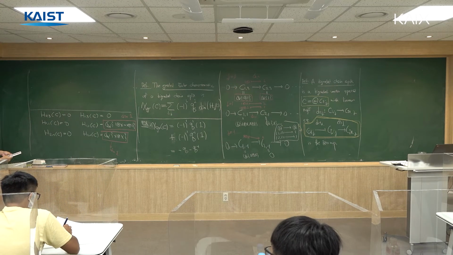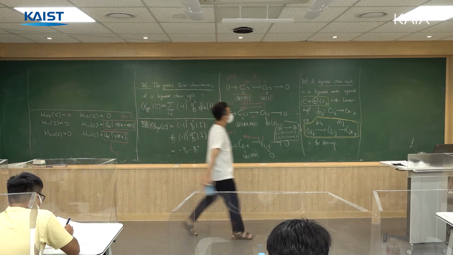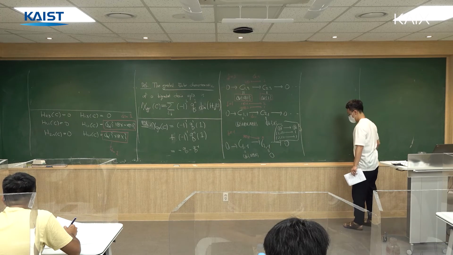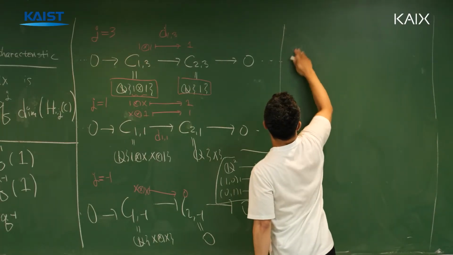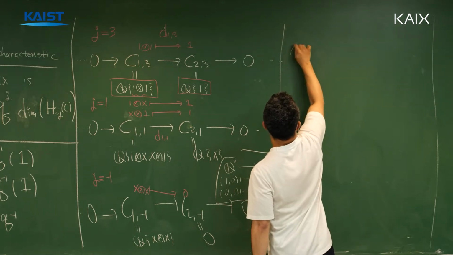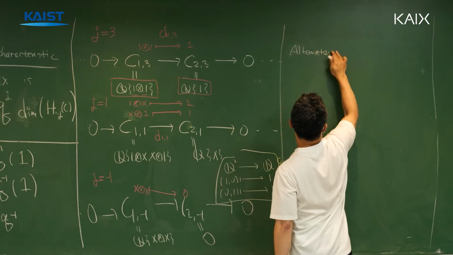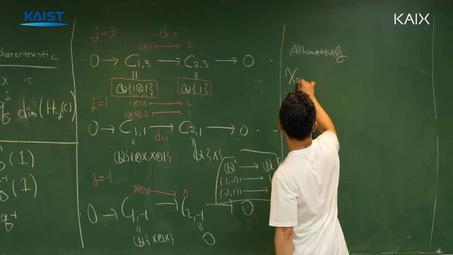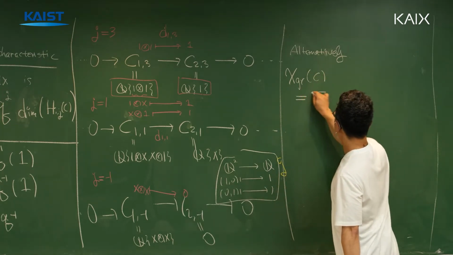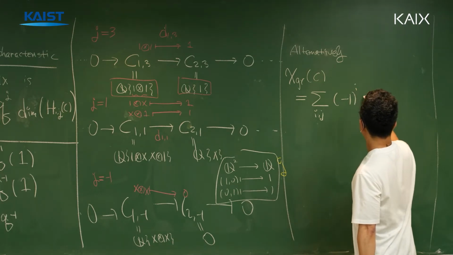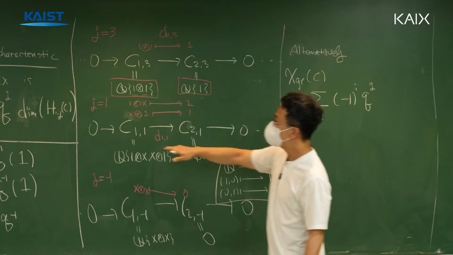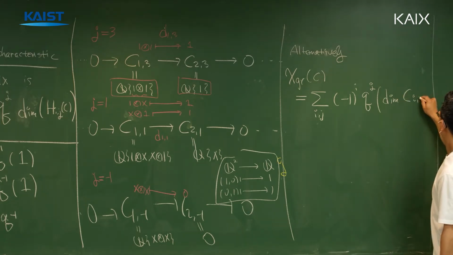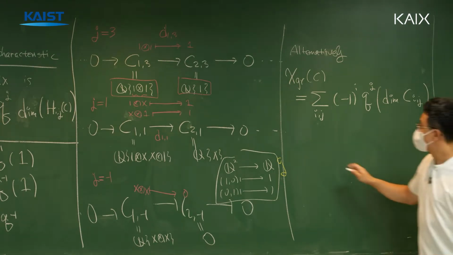On the other hand, you can define this in a slightly different way. Maybe I should write that over here. So alternatively, we can define GR of C, which looks almost the same, sum over ij, with minus 1 to the i, and q to the j. Instead of computing the dimension of hij, you can put the dimension of c of ij. Okay. So let's see what happens.